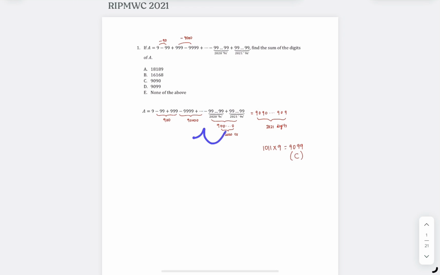Okay, when I add every number together, I will have 909090, repeat until all together 2021 digits. Meaning I have 1011 digits of 9, because I have 2021 digits of 9 and zeros alternating. That means for 9 I have 1011, and for the 0 I have 1010. But the sum of 1010 zeros is just 0, so I'll just take this one: 9 times 1011.